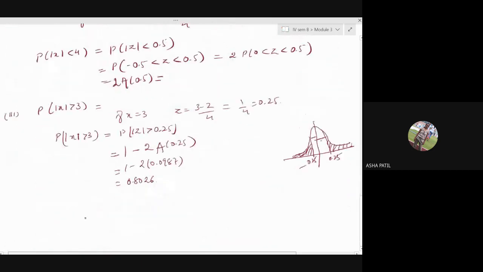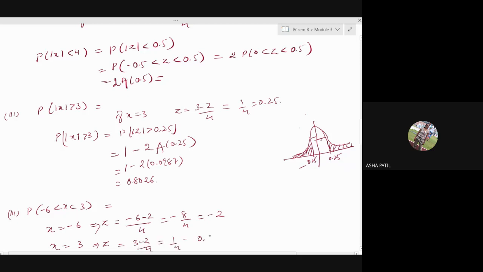One more question, probability that minus 6 less than x less than 3. So again you have to go for standardization of this value of x. For x is equal to minus 6, what's the value of z? Minus 6 minus 2 divided by 4, minus 8 by 4, it is minus 2. X is equal to 3 implies z is equal to 3 minus 2 by 4. This is 1 by 4, we get 0.25.